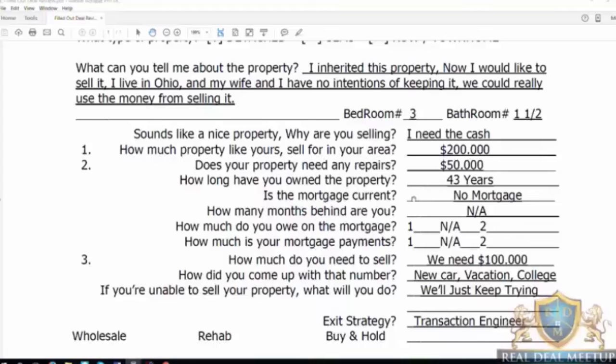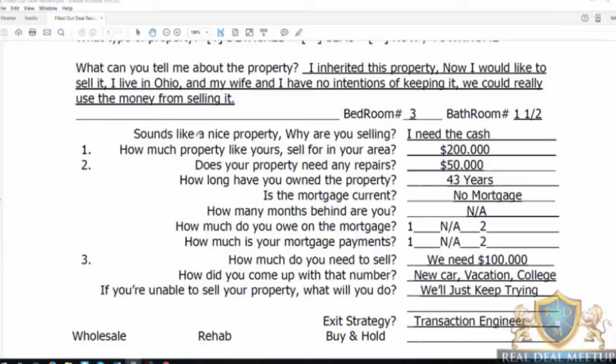The document, you've already asked the seller what they can tell you about the property. Well, the property is inherited. The seller inherited this property, and now they would like to sell it. They live in Ohio. There's a wife and kids, and they just don't want to keep the property anymore. It's a 3-bedroom, 1.5 bath. That's what they've told us. They said they need the cash to deal with their current expenses. They want to get a new car, they want to go on vacation, and so on. So they need the cash as quickly as they can.